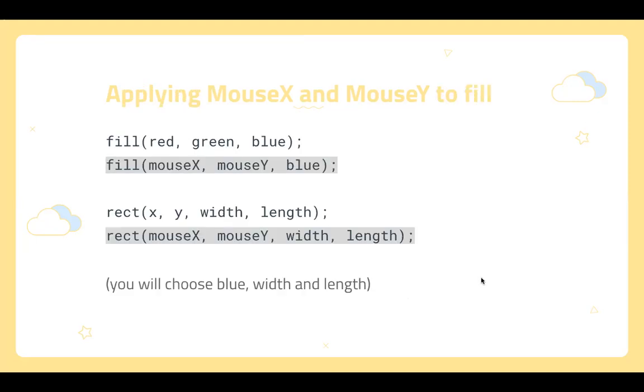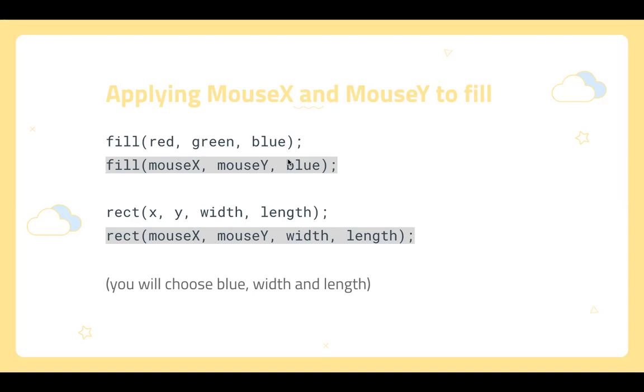All right. So now we're going to apply mouse X and mouse Y to fill. This is just a fill red, green, blue, but now we want to fill mouse X, mouse Y, comma blue. This means that if you're moving your mouse to the right part of the screen, that means that the red value, which is now mouse X, is going to be extremely high. So you'd expect to see a more reddish color.